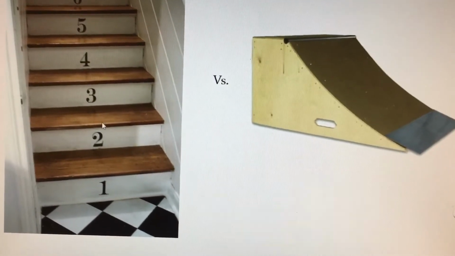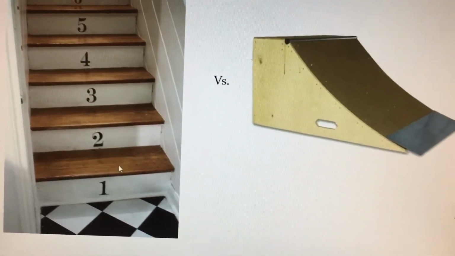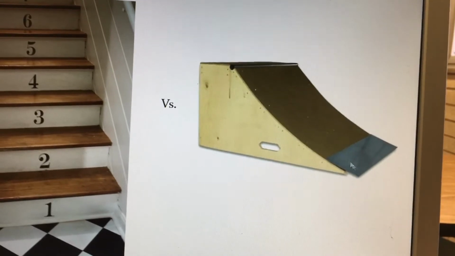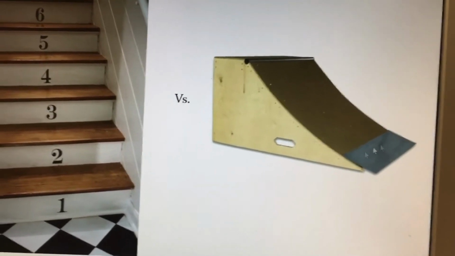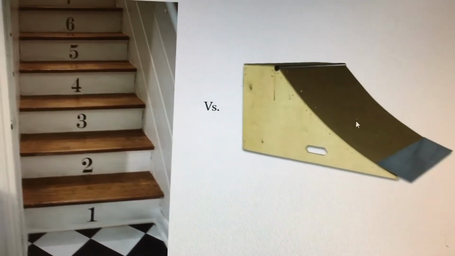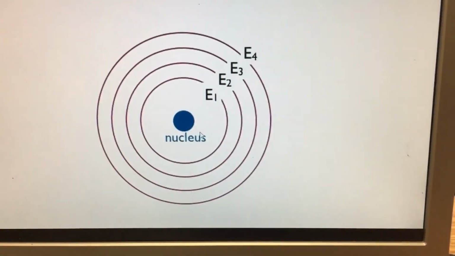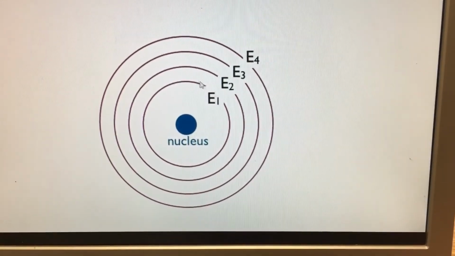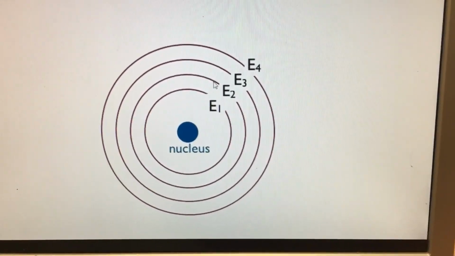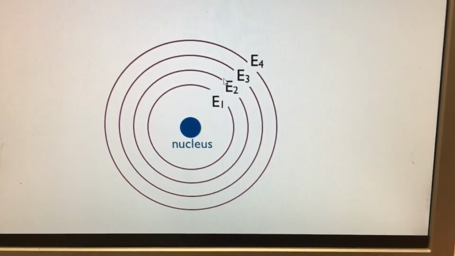You can be either on stair 1 or 2 or 3, but not in between them. But a ramp is not quantized, because I can be anywhere on this ramp. There are no levels. It's not divided into specific levels. So this picture of the atom that we had, the energy levels in the atom are quantized. You can either be on the first one or the second one, but the electron cannot be in between them. It has to be either on the first or the second one.